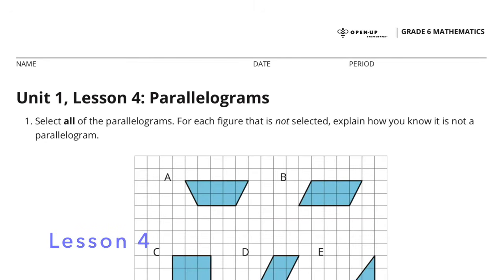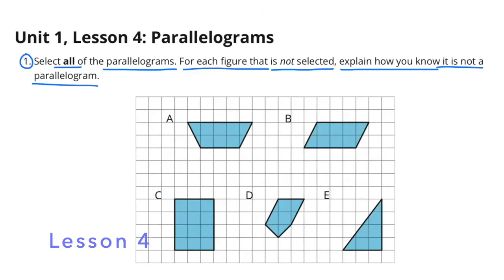Unit 1, Lesson 4, Parallelograms. Number 1. Select all of the parallelograms. For each figure that is not selected, explain how you know it is not a parallelogram.